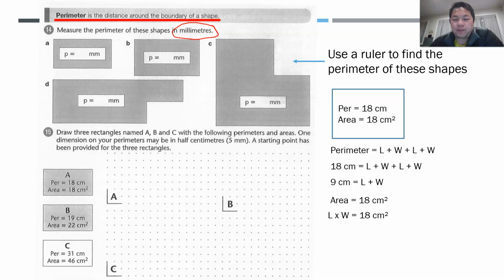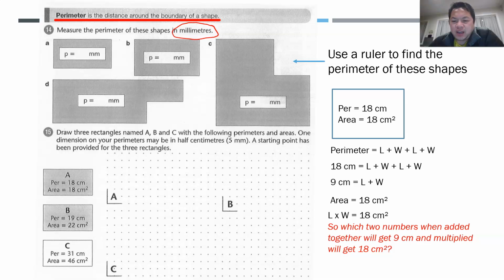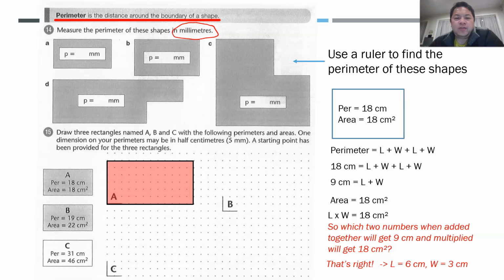as length times width. So now the question is, which two numbers add up to give you 9, and when multiplied give you 18? If you do some guess and check, you realize that the two numbers are 6 and 3. 6 plus 3 is 9, 6 times 3 is 18, isn't it? So we know that the length is 6 cm, the width is 3 cm, and with that information, I can draw the triangle on the square grid accordingly.